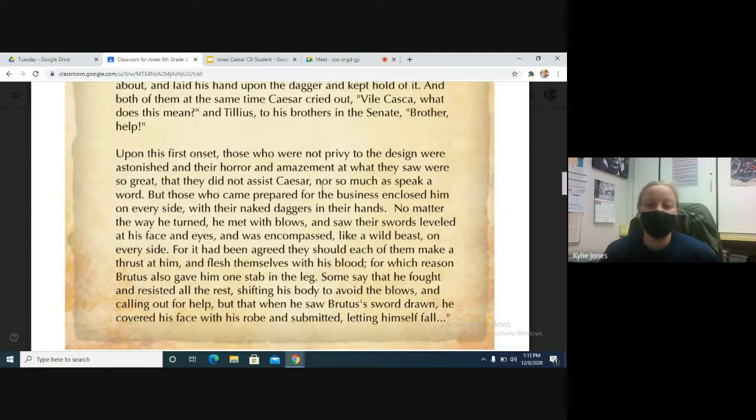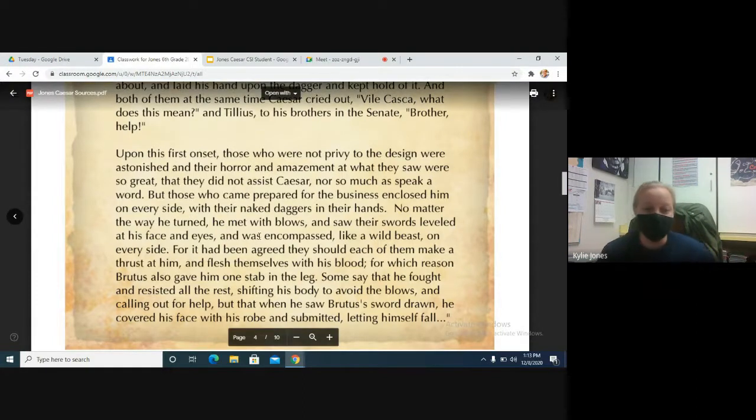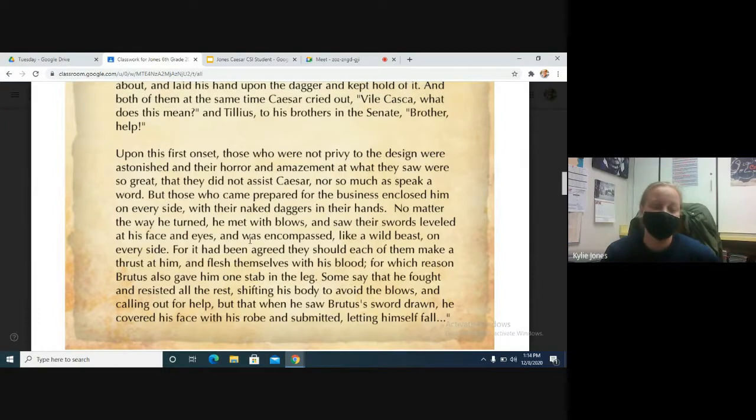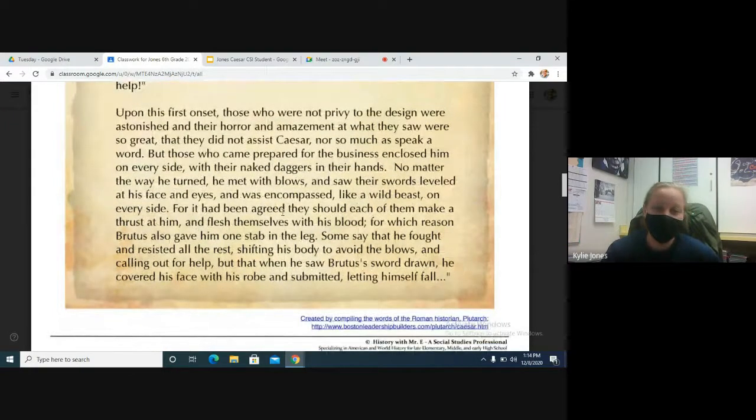But those who came prepared for the business enclosed him on every side with their daggers in their hands. No matter the way that he turned, he was met with blows, and saw their swords leveled at his face and eyes, and was encompassed like a wild beast on every side. For it had been agreed that they should each of them make a thrust at him and flush themselves with his blood, for which reason Brutus also gave him one stab in the leg. Some say that he fought and resisted all the rest, shifting his body to avoid the blows and calling out for help, but that when he saw Brutus's sword drawn, he covered his face with his robe and submitted, letting himself fall.